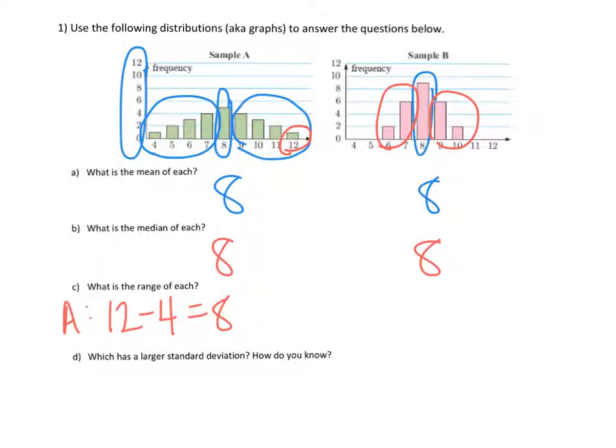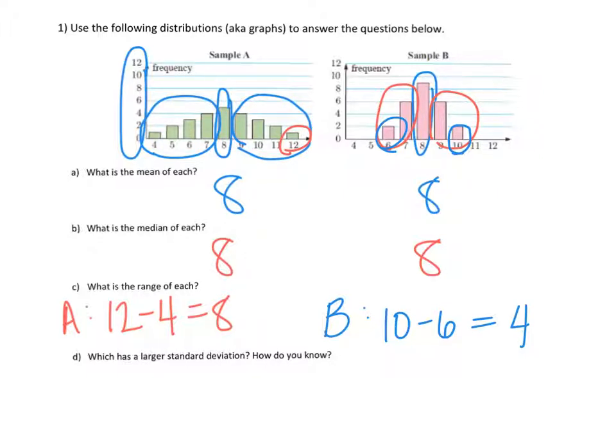So we'll do the same thing for sample B. Taking a look at our biggest value, it looks here the biggest is only 10. It doesn't go any higher, and the smallest is 6. So 10 minus 6, we only have a range here of 4. So the range is actually very telling. Obviously then, if the range is larger for sample A, that means there's more variability in sample A.